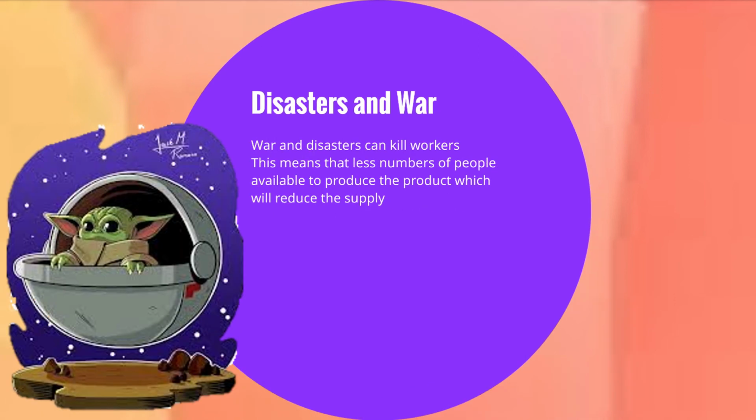Disasters and wars. War and disasters can kill workers. This means fewer people are available to produce the product, which will reduce the supply. For example, if we have Yoda flying from the sky and declaring a war, all the workers would be gone, there would be no one to produce any good, so there would be less supply.